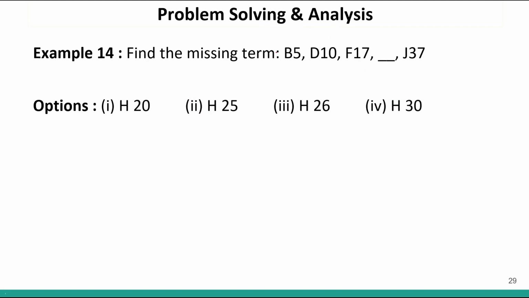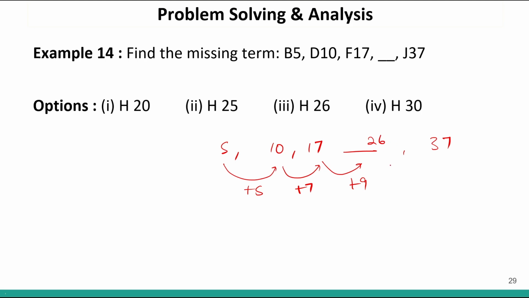Okay. Find the missing term: B5, D10, F17 and so on. If you look at the numbers, they are 5, 10, then 17, then a missing number, and then 37. So here I can see an addition of 5. Here I can see an addition of 7. So probably this follows the sequence of odd numbers. So next will be plus 9. 17 plus 9 will give me 26 and 26 plus 11 will give me 37. So logically 26 will be the missing number. Okay, which eliminates all the other options and our answer will be option number 3, H26.